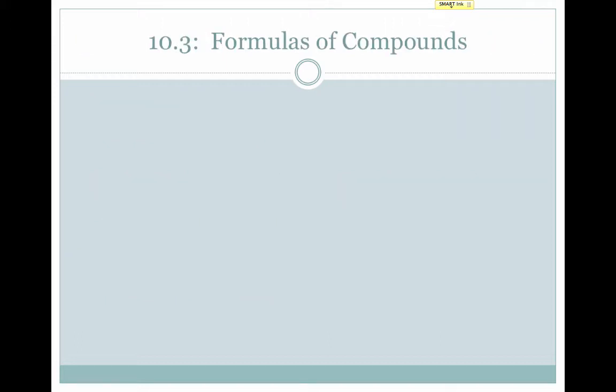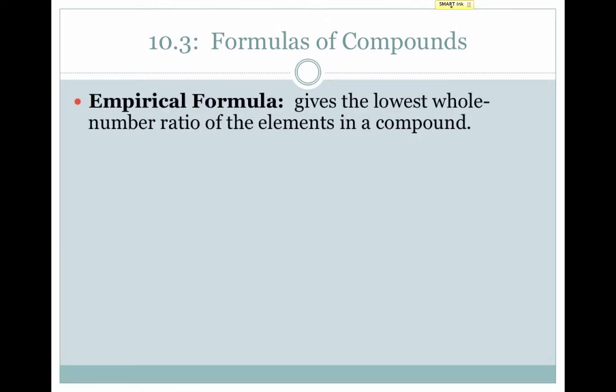Let's start by defining empirical and molecular formula. An empirical formula is the lowest whole number ratio of elements in a compound. Take, for example, the compound CH4, or methane gas. This is an empirical formula. It tells us that for every one carbon atom, we have 4 hydrogen atoms. This is the smallest whole number ratio.